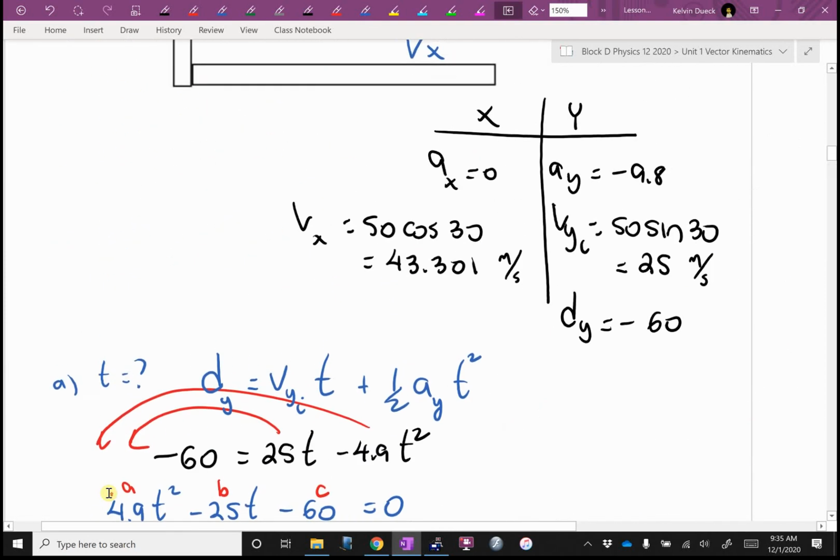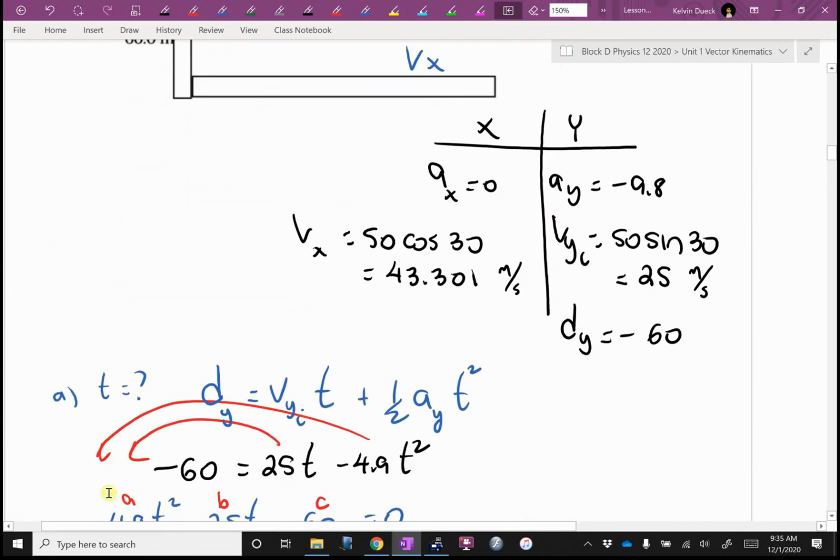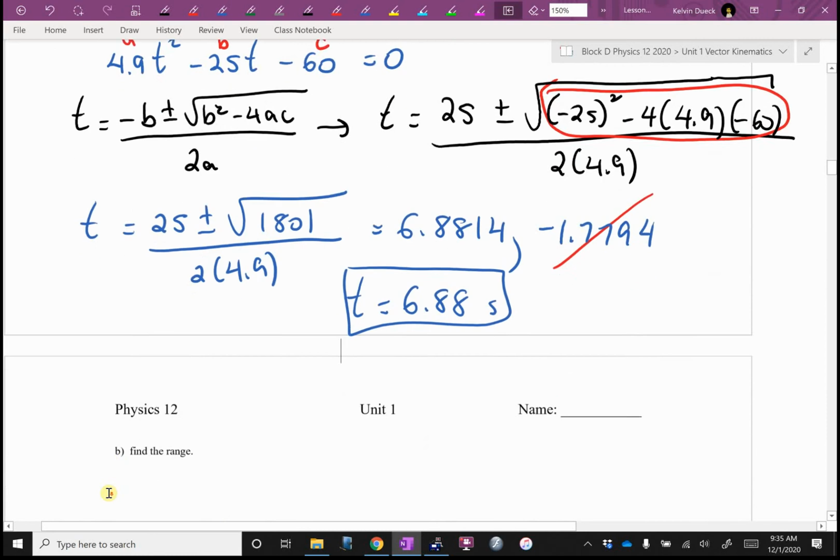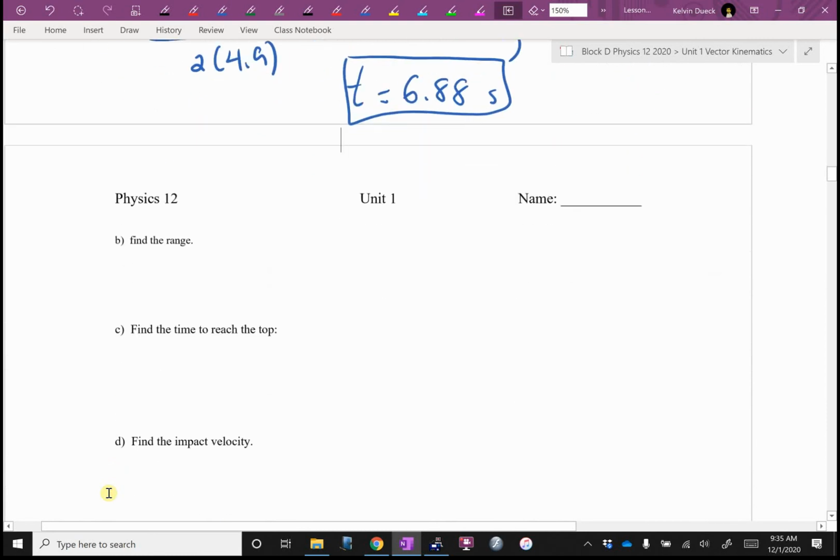Notice I left you a lot of room for part A. Notice I didn't leave you as much room for part B because you don't need it. Range, horizontal or vertical. So let's just kind of bring our X column over here. We had AX was 0.